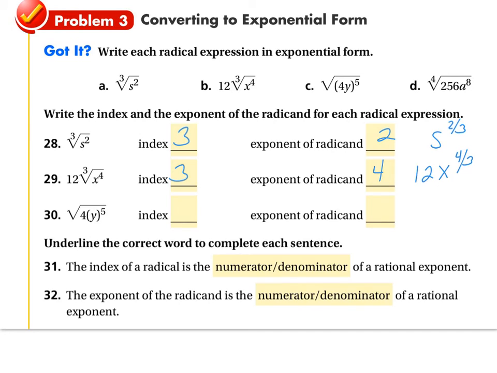In the next problem, we have the square root of 4y to the 5th. Now this 5 only applies to that y. That's what that parentheses means. So our index is 2, and our exponent of the radicand is 5, but only of that y. So we would have 4 to the 1/2, y to the 5/2.